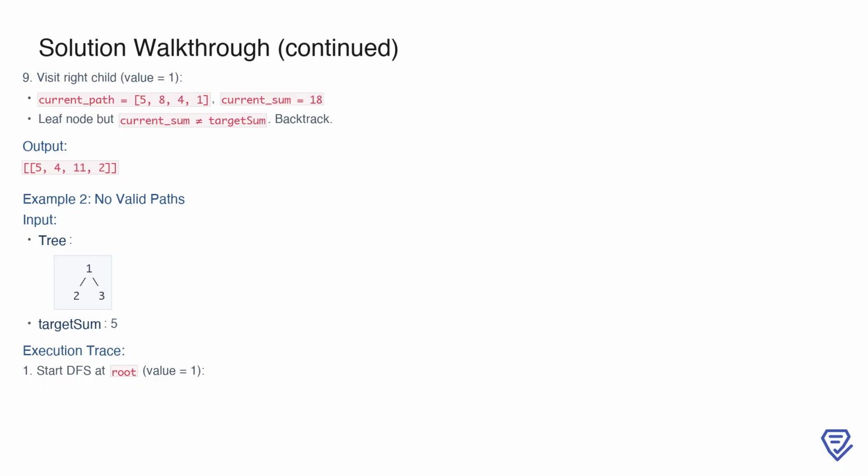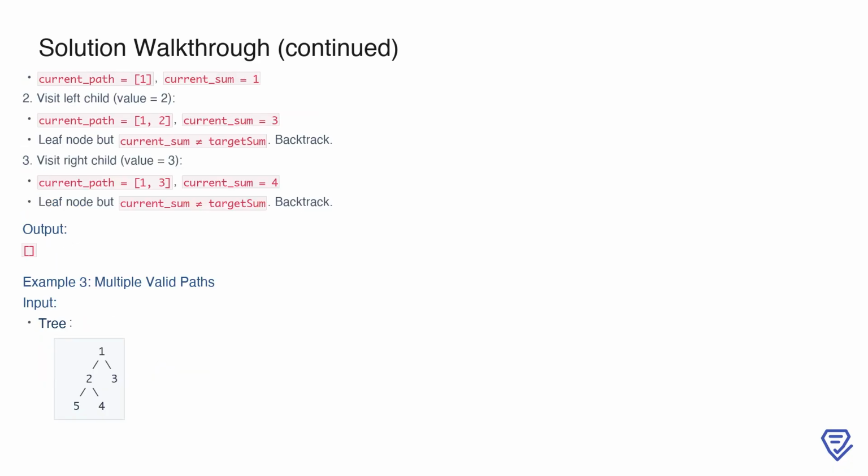This demonstrates how the DFS approach systematically checks all potential paths while ensuring no valid paths are missed. In contrast, if we consider a different tree structure where no paths meet the target sum, the process will still traverse all possible paths to confirm the absence of valid solutions.